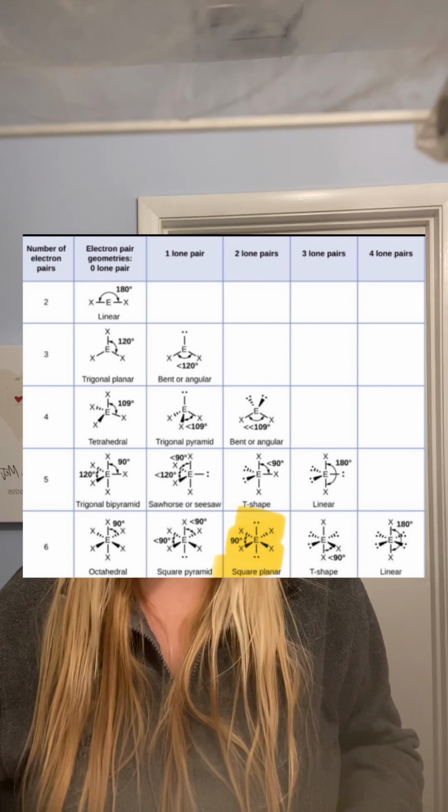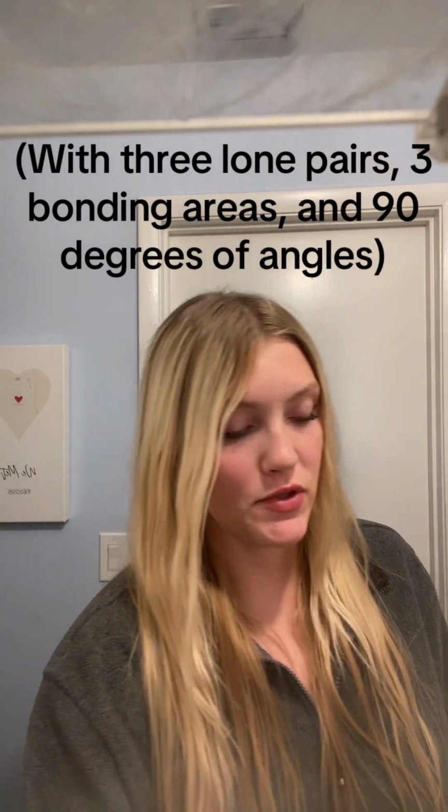Lastly, we have the square planar geometry, which occurs when there are 4 bonding areas and 2 lone pairs. For this demonstration, we'll use 6 balloons. We've got the 4 up front and the 2 in the back, angled like that.